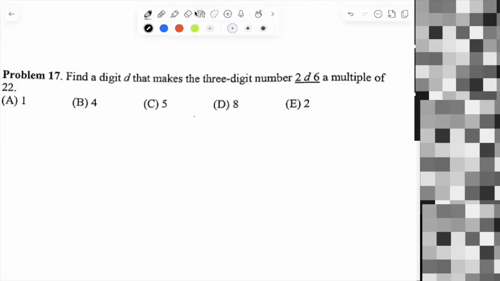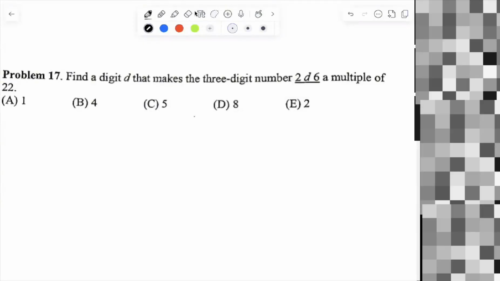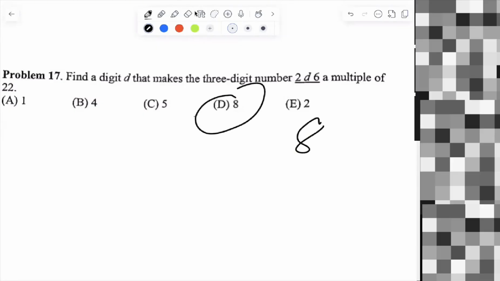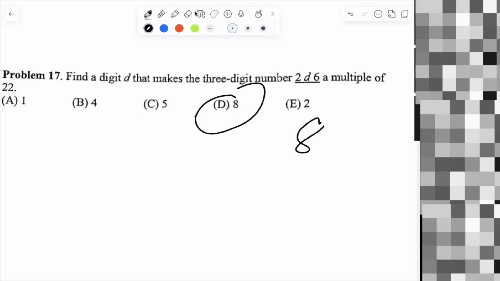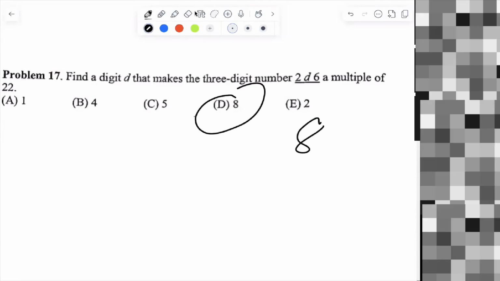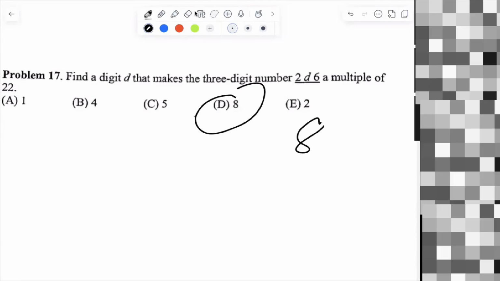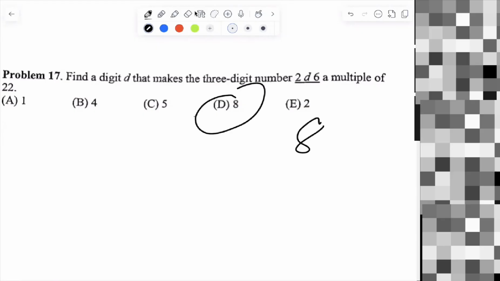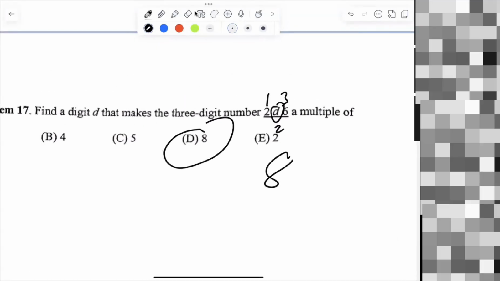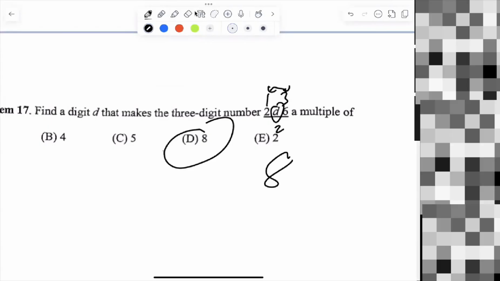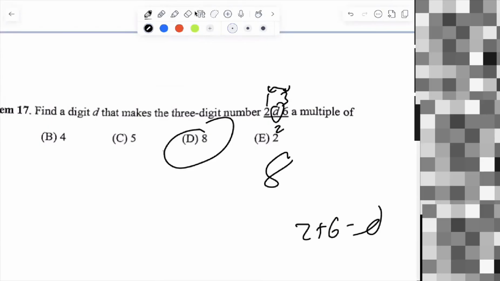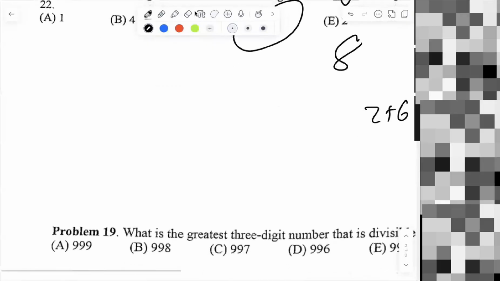Alright guys, let's just start with this question. So basically, D has to be A or D. Why? Because this has to be divisible by 22, and we already know that the last digit is divisible by 2. Notice that these are alternating. This is the first and third digit, and this is the second digit. We want this to alternate. So that's just 2 plus 6 has to be D. So the answer is just D equals 8.